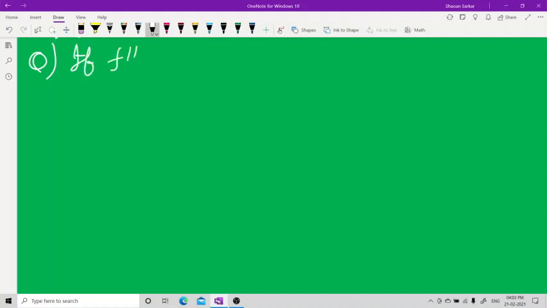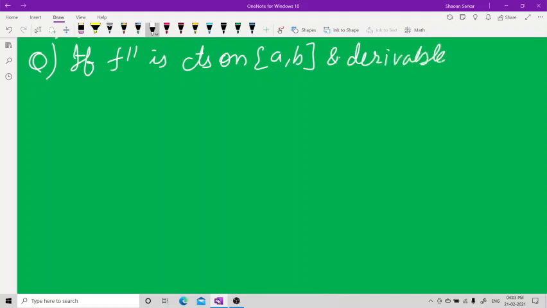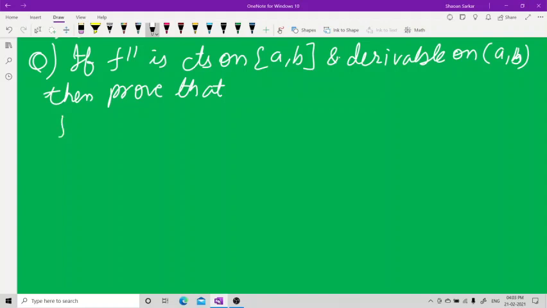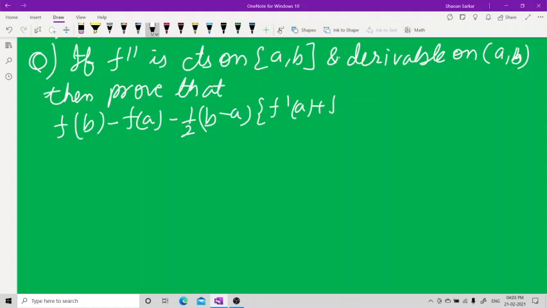f double dash is continuous on AB and derivable on open interval AB, then prove that f of B minus f of A minus half B minus A, f dash A plus f dash B, is equal to minus B minus A whole cube by 12 f triple dash D. Now try to understand what it is trying to say.